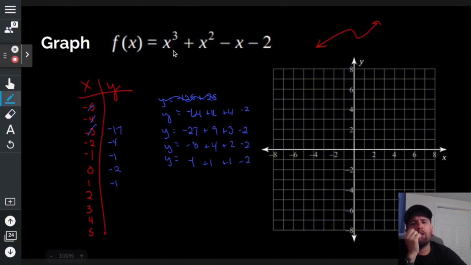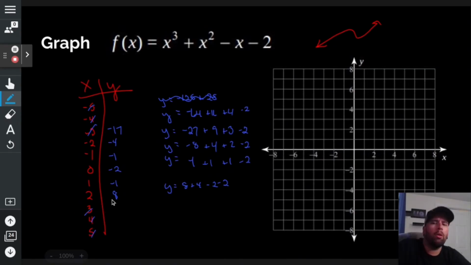If I plug in 2, I get 8 plus 4 minus 2, which is 8. If I plug in 3, I get 27 plus 9 minus 3 minus 2. The numbers get huge. So these are going to be no good. Numbers are just going to be too big. So these are really the only points that I have going for me, all 6 of them.